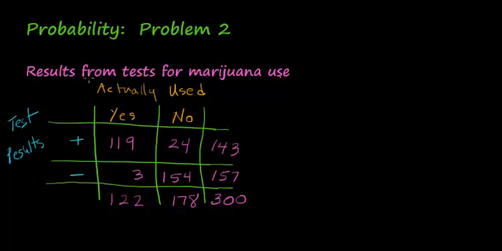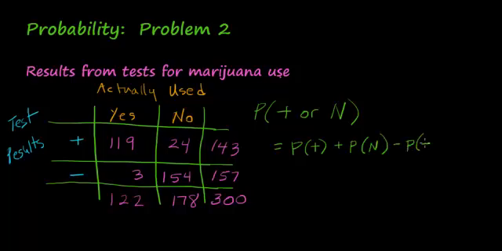Okay, so now we want to use the addition rule. So let's say we want to find the probability that someone tested positive or they had not used. So using the formal addition rule, that would be the probability that someone tested positive plus the probability that someone did not use minus the probability that someone tested positive and they did not use.